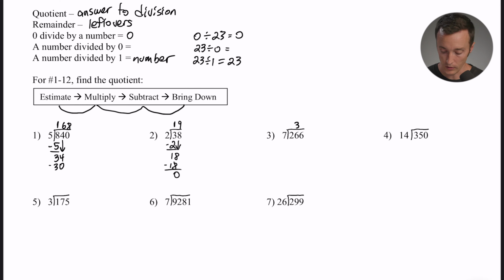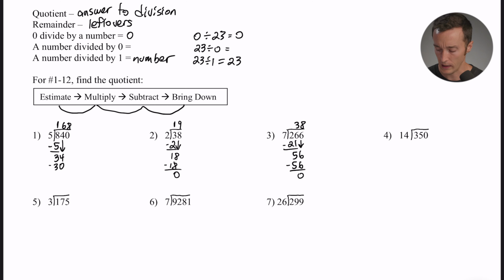So 3 times 7, let's do the multiplication, is 21. Next up, subtract. 26 subtract 21 is 5. And the next thing I'm going to do is bring down that 6 to get 56. Okay, so now I want to say how many times will 7 go into 56, or how many groups of 7 can I get in 56? My estimate is an 8. Next thing is multiply. 8 times 7 is 56. Next step, subtract. I'll get 0, and there's nothing left to bring down, and there's nothing left over. There's no remainder. So my quotient, or the final answer, is 38.